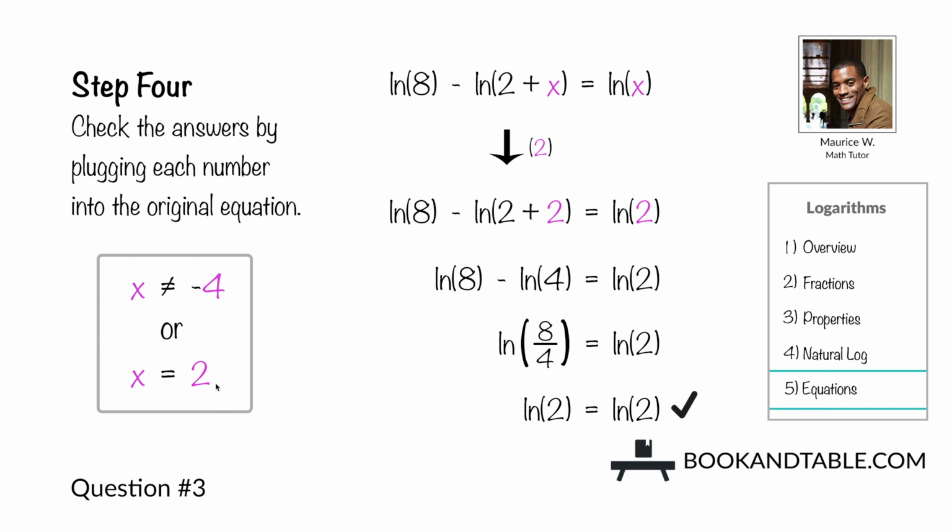And now we test positive 2. So we plug in 2 for x here and here, giving us a natural log of 8 minus a natural log of 4 is equal to a natural log of 2. And since we have subtraction here, we'll use the quotient rule to combine these terms. So it'll be the natural log of 8 divided by 4. And 8 divided by 4 is 2. So we find that the natural log of 2 is equal to the natural log of 2, confirming that x does equal 2.